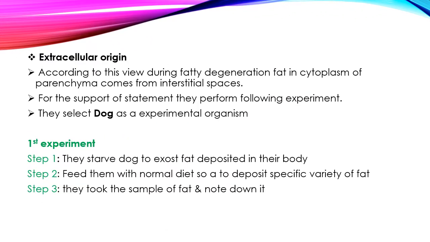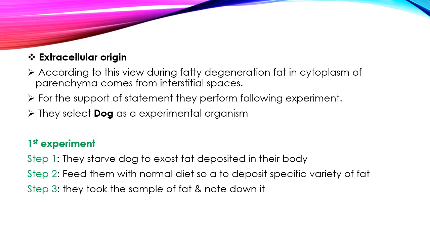Then another theory of the origin of fat is extracellular origin. According to this view, during fatty degeneration, the fat in the cytoplasm of parenchymatous cells comes from the interstitial spaces. To support this statement, the following experiment was performed, and they selected the dog as the experimental organism.